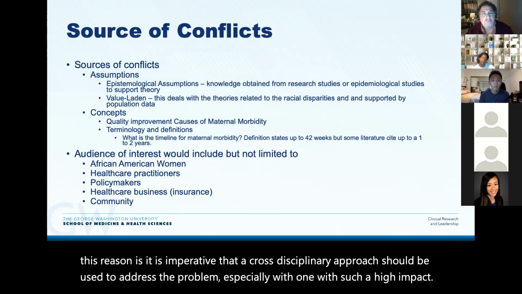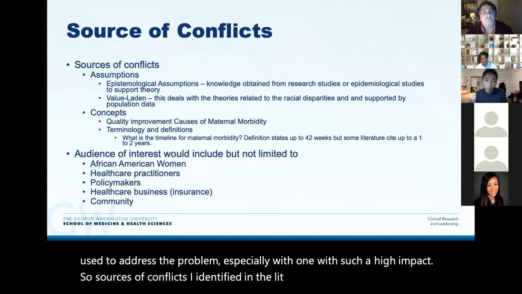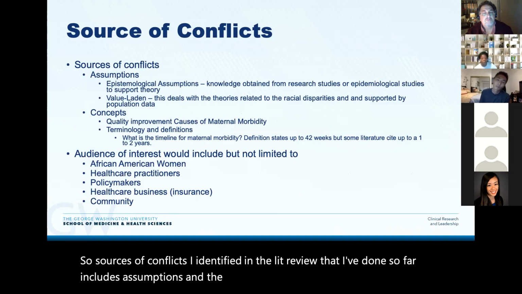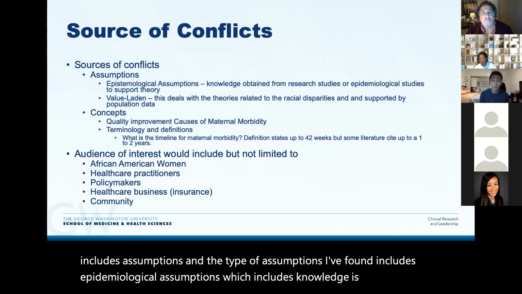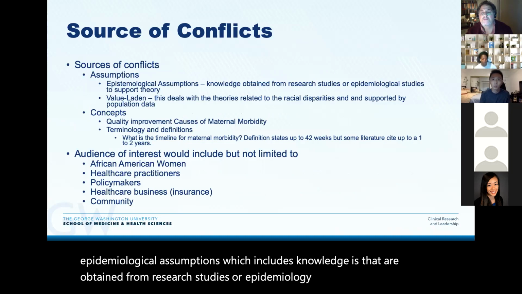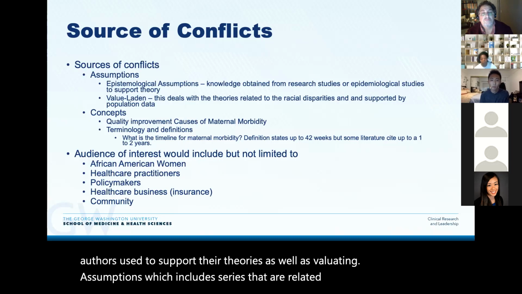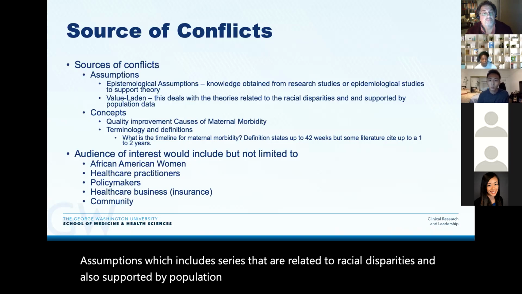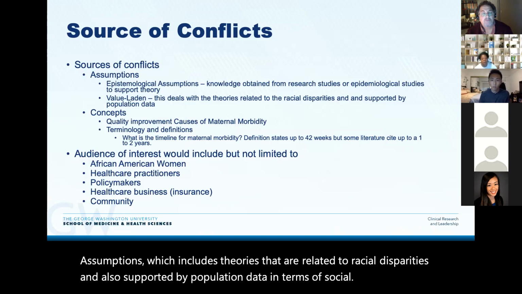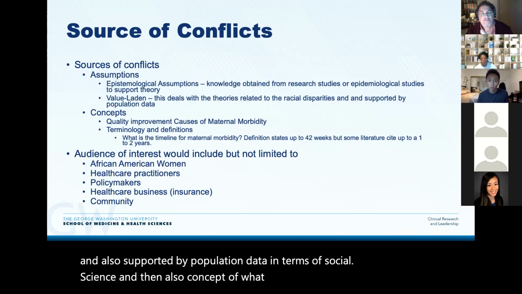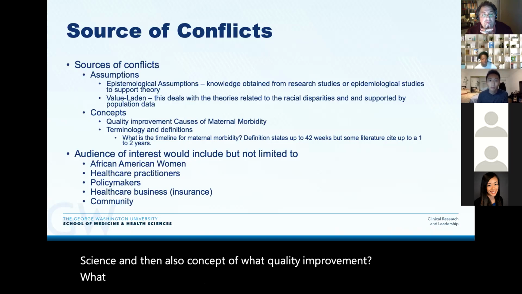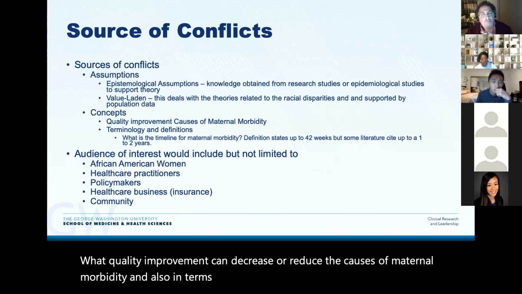So sources of conflicts I identified in the literature review that I've done so far include assumptions, and the types of assumptions I found include epistemological assumptions, which include knowledge obtained from research studies or epidemiology studies that the authors use to support their theories, as well as evaluating assumptions, which include theories related to racial disparities and also supported by population data in terms of social science. And then also the concept of how quality improvement can decrease or reduce the causes of maternal morbidity, and also terminology and definitions.